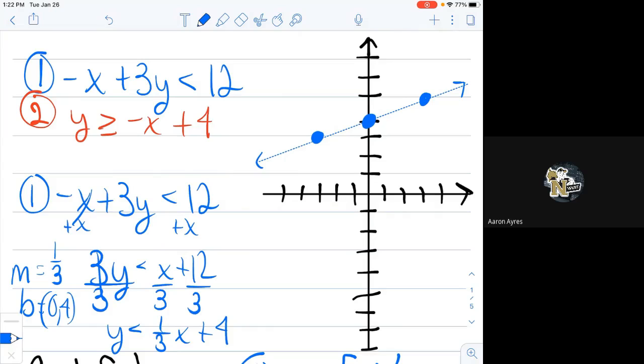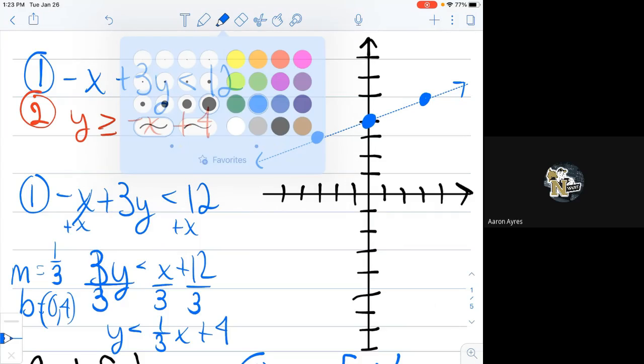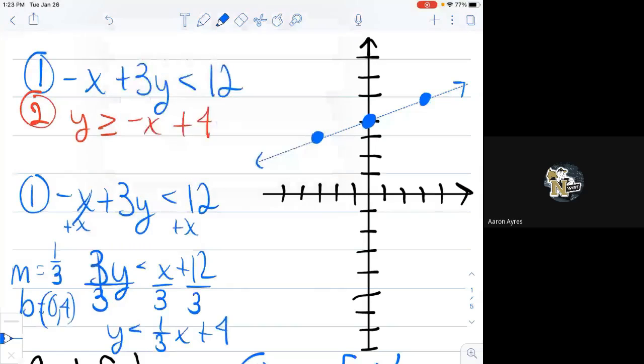Okay. And I like to test 0, 0, which somebody else suggested as well. So plug it in here. You can plug it in here. It doesn't matter. So this is 0. This is 0. Is 0 less than 12? Yes, it is. So I'm going to shade below the line because 0, 0 is below the line.